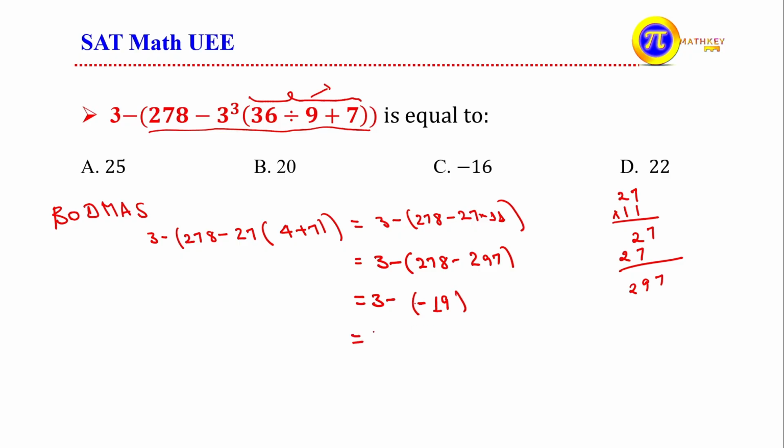Now this equals 3 minus negative 19. Negative times negative becomes positive. This is 3 plus 19, but the result, the answer, is 22.